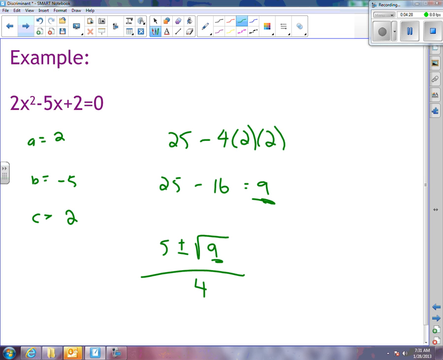So the square root of 9 can be dealt with. That's 3. So 5 plus or minus 3 over 4. 5 plus 3 over 4 is 8 over 4, which is 2. 5 minus 3 over 4 is 2 over 4, which is a half. So here you can see that you have two real solutions.